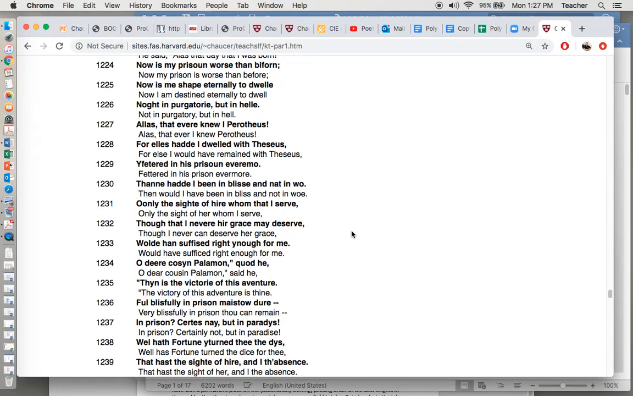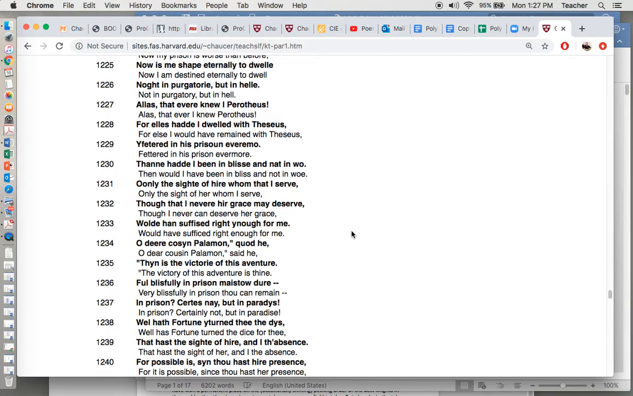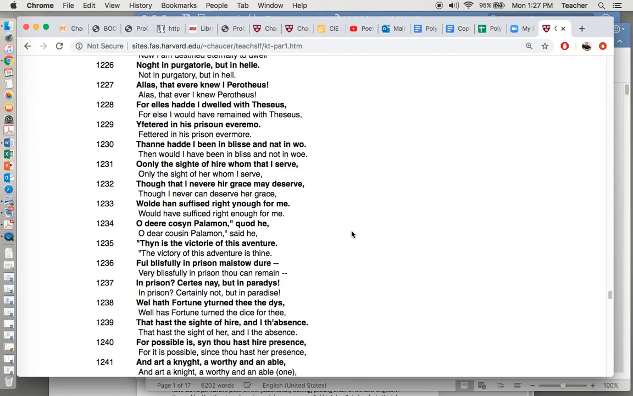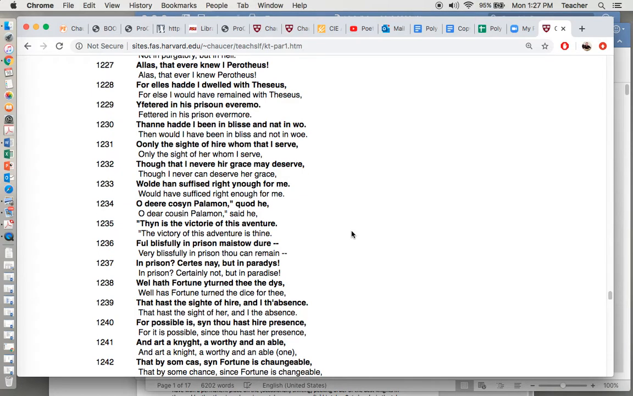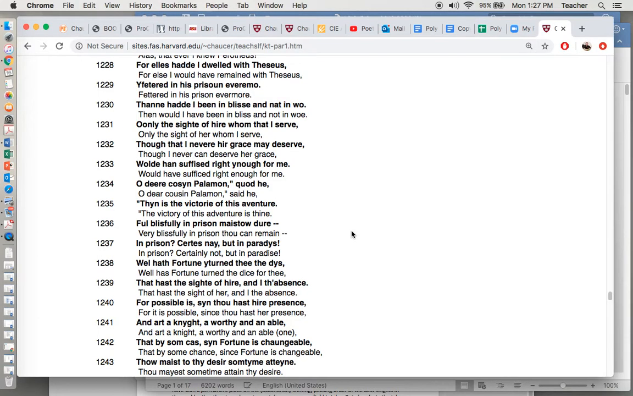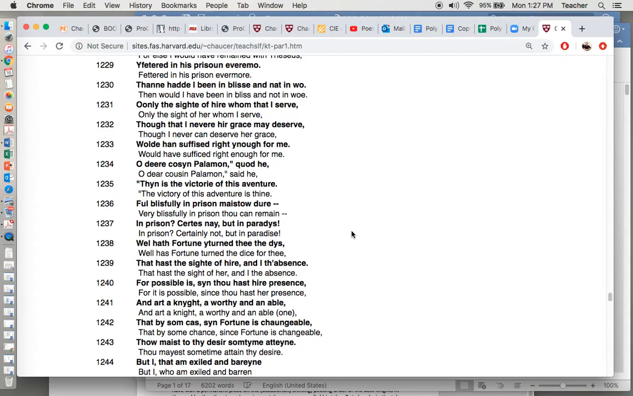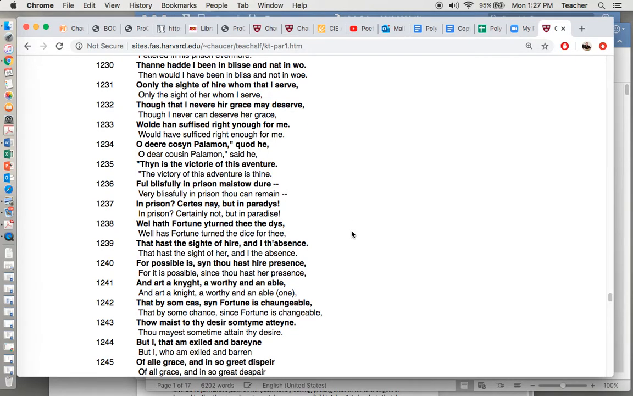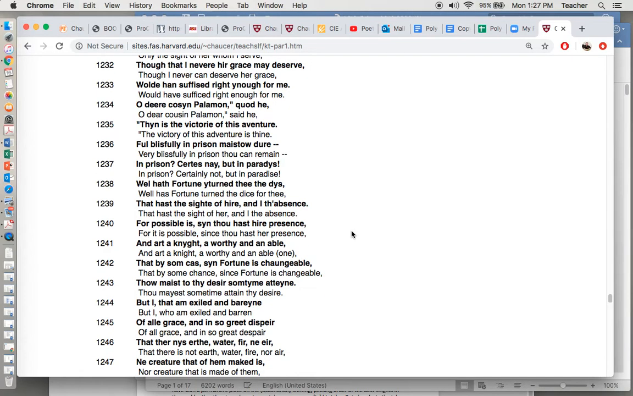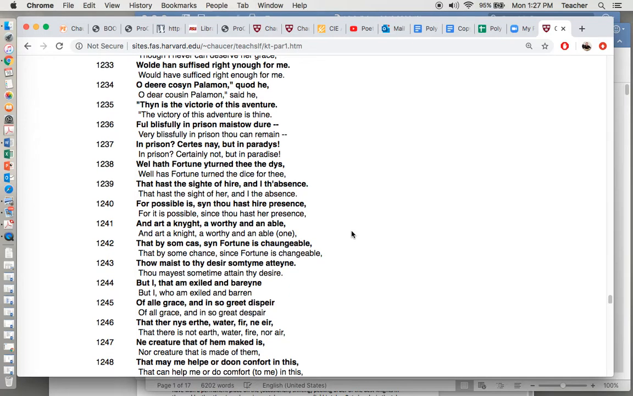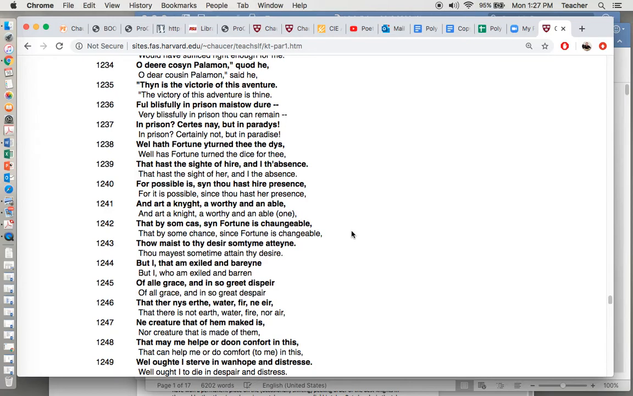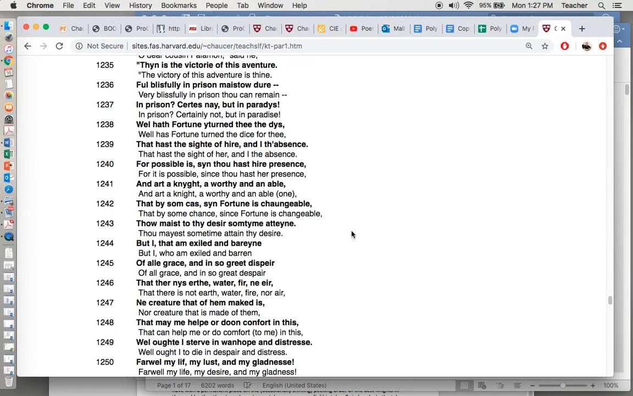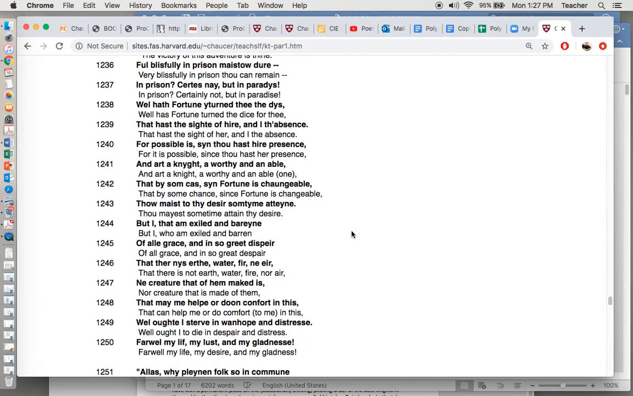O dear cousin Palamon, quoth he, thine is the victory of this adventure, for blissfully in prison mayst thou dure, in prison certes nay, but in paradise. Well hath Fortune turned thee the dice, that hast the sight of her, and I the absence. For possible is, since thou hast her presence, and art a knight, a worthy and an able, that by some chance, since Fortune is changeable, thou mayest to thy desire sometime attain. But I that am exiled and barren of all grace, and in so great despair, that there nis earth, water, fire nor air, nor creature that of them made is, that may me help or comfort in this, well ought I die of sorrow and distress. Farewell my life, my lust, and my gladness.